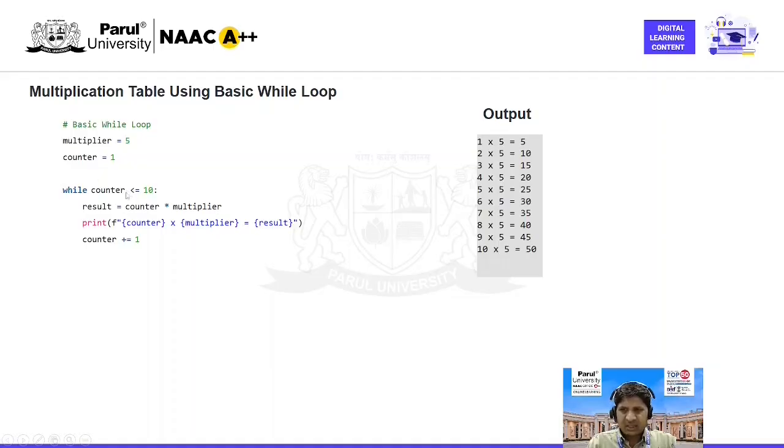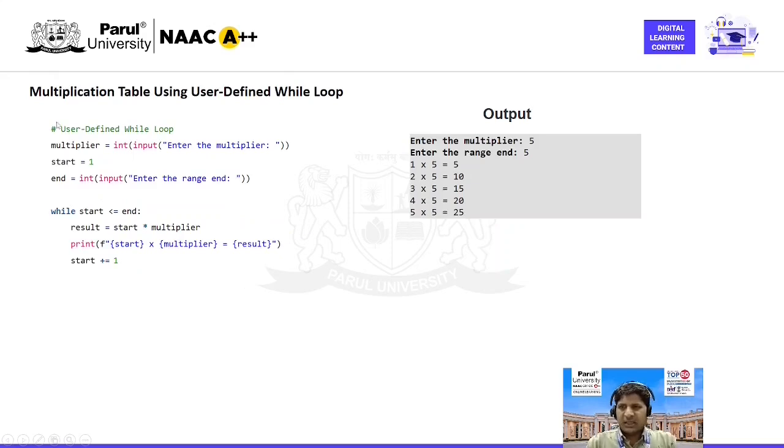It means 11 is less than or equal to 10? No. The given condition is false. Then the result is not printed and you can see the table. But in this example, we take multiplier and counter as fixed. But suppose you want to take any multiplier from the user side, then you can make a multiplication table using a user defined while loop.